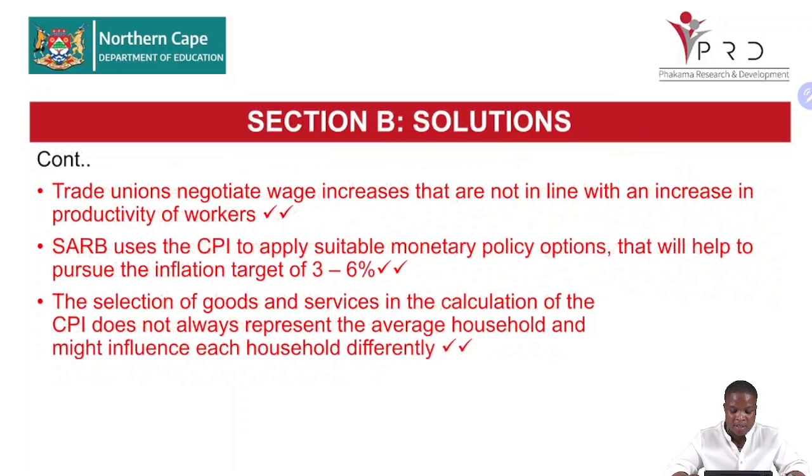The selection of goods and services in calculation of the CPI does not always represent the average household. That might influence each household differently. Remember, with CPI, they are putting certain goods in a basket, so it may not represent all the households. Maybe the product that you prefer is not in the basket, and maybe the products that are in the basket do not really represent your consumption as a household. Therefore, you may say that the information is not really accurate for all South Africans. However, we still use CPI as an indication or a measure to calculate our inflation.